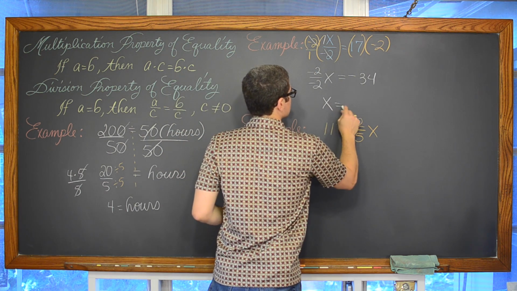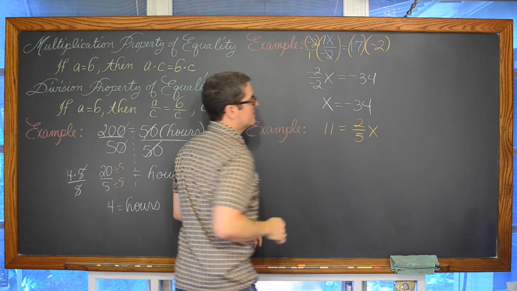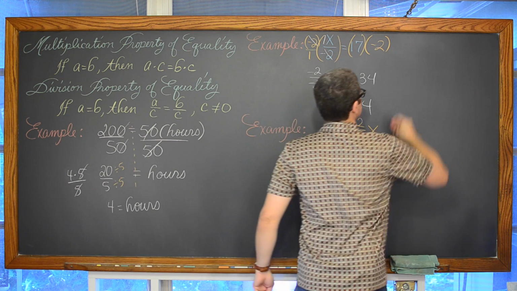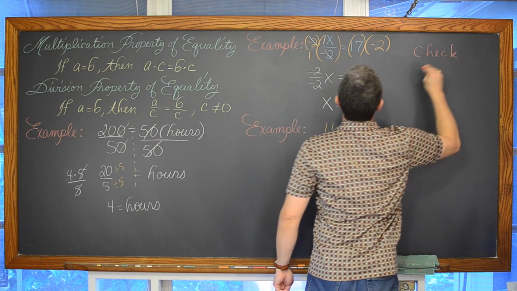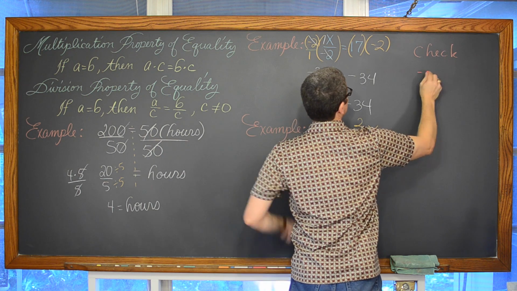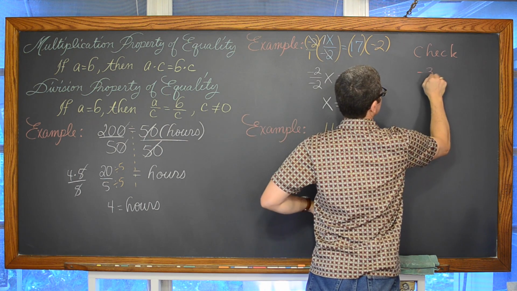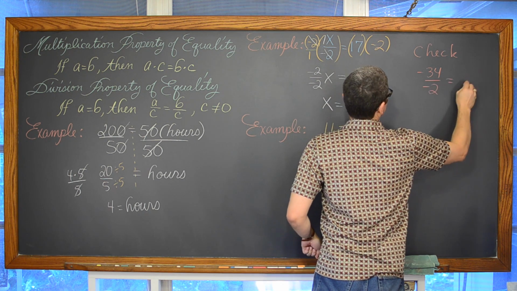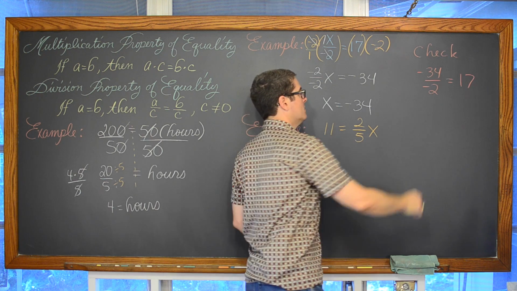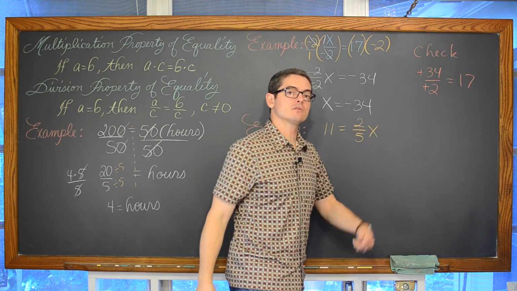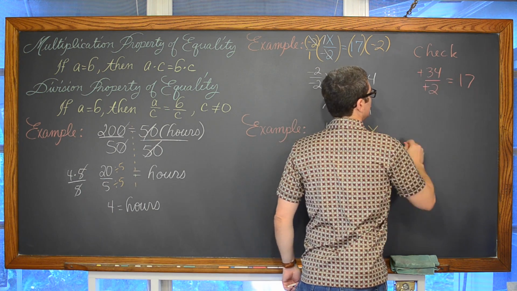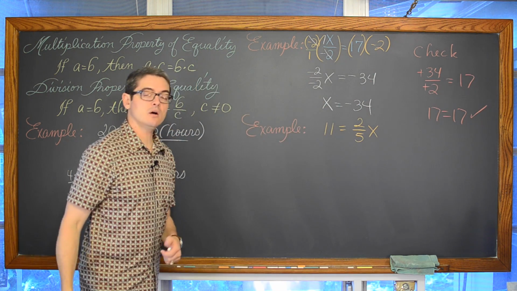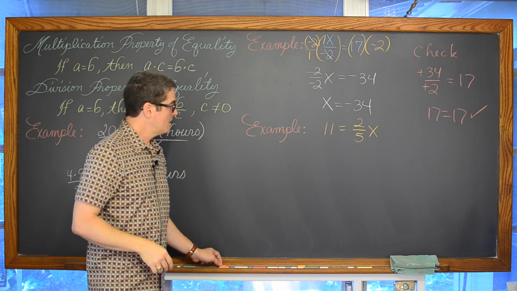And maybe just take one more step to write your final answer, that the unknown, the x, has to be equal to negative 34. And then to check your answer, is negative 34, which is what we believe x to be, divided by negative 2, indeed equal to 17? Well, when you divide two negatives, you get a positive answer, and 34 divided by 2 is indeed equal to 17. So we know that negative 34 is a correct answer.